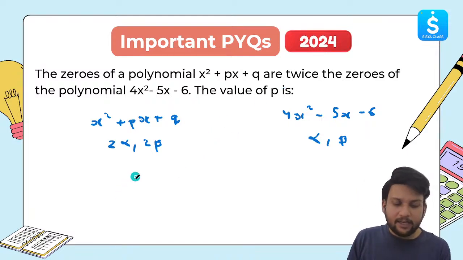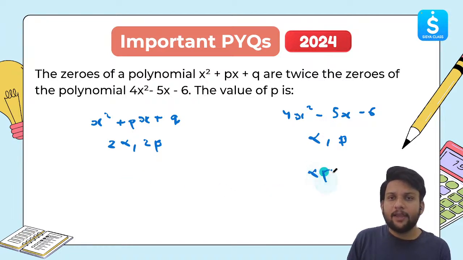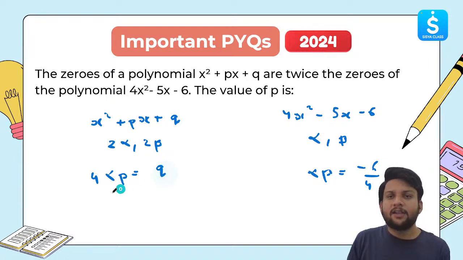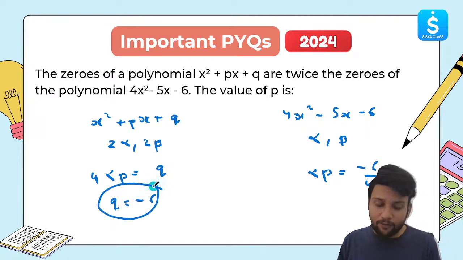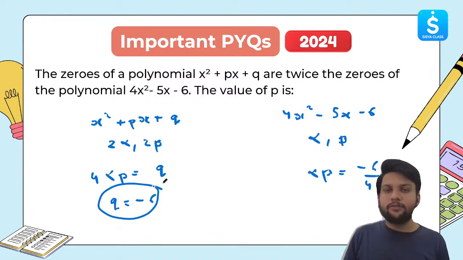Now, let's find the product of roots here. What is alpha beta? C by A, that is minus 6 by 4. In this case, I will get 4 times alpha times beta equals C by A, that is q by 1. Now, alpha beta is minus 6 by 4. I will just put it here. I will get the value of q as minus 6. But do we have to find the value of q or the value of p? Of course, we have to find the value of p.